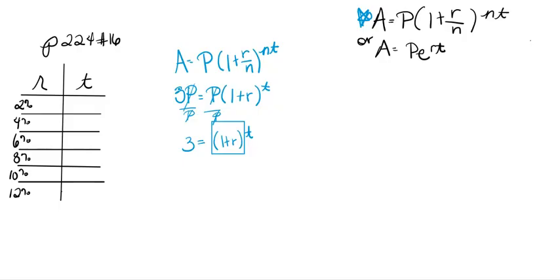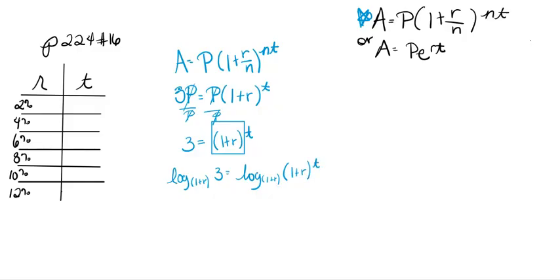So what I'm going to do here is take log base 1 plus r of 3 equals log base 1 plus r of 1 plus r raised to the t.